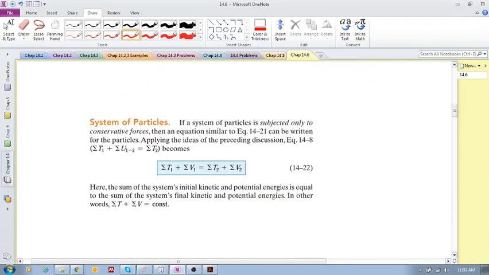So also we can apply this to a system of particles. Perhaps we'll do an example on that.